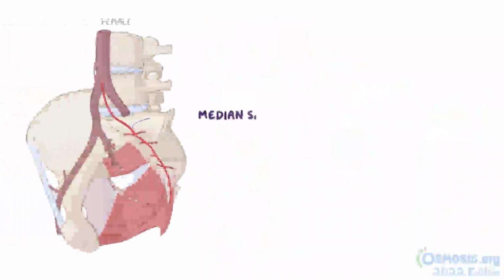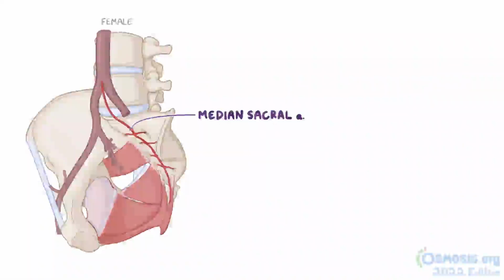Next is the median sacral artery. This small single artery arises from the anterior or posterior surfaces of the abdominal aorta just above its bifurcation. After originating, the median sacral artery runs inferiorly along the anterior surface of the lower two lumbar vertebrae, the sacrum and the coccyx. As it travels distally, the median sacral artery gives off parietal and visceral branches.